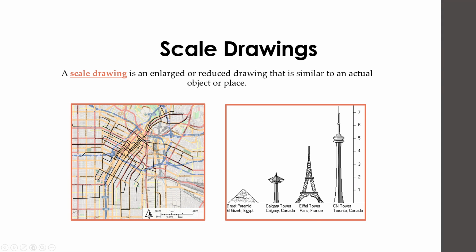So for instance, in this map, they're saying for every, maybe it's inch or 2 inches, that's 3 kilometers. And that represents 3 kilometers on the map. Whereas on here, maybe they're saying that for every inch of this, maybe this is 1,000 feet or 500 feet. And then those things represent actual objects in a place, but we use scale drawings to either enlarge them or to reduce them.